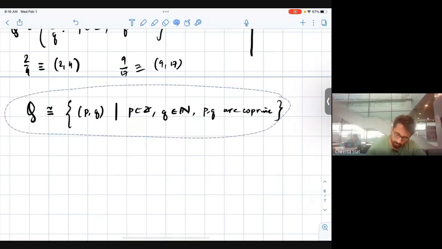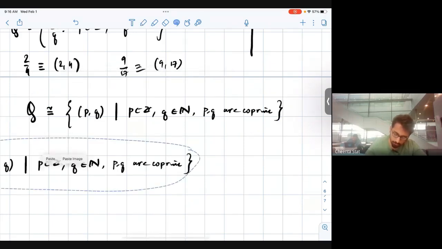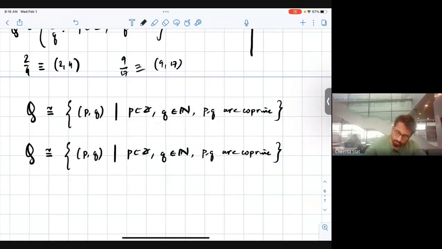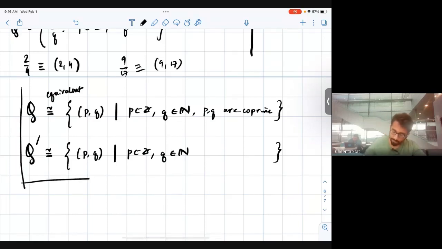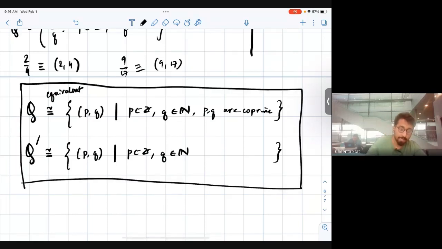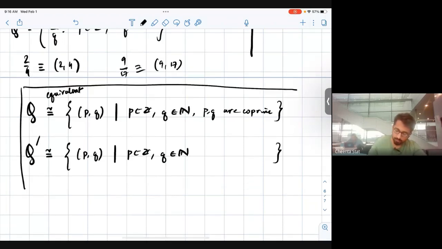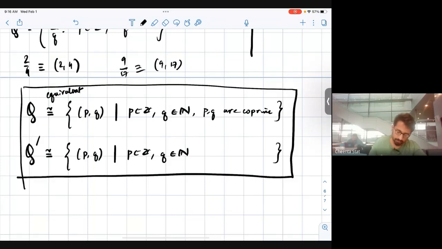But if you take Q dash, the co-prime condition is not there. Did you understand this? Yes or no, guys? Do you understand this definition? Did you understand the idea? It's equivalent to. Yes or no? Please reply or react.